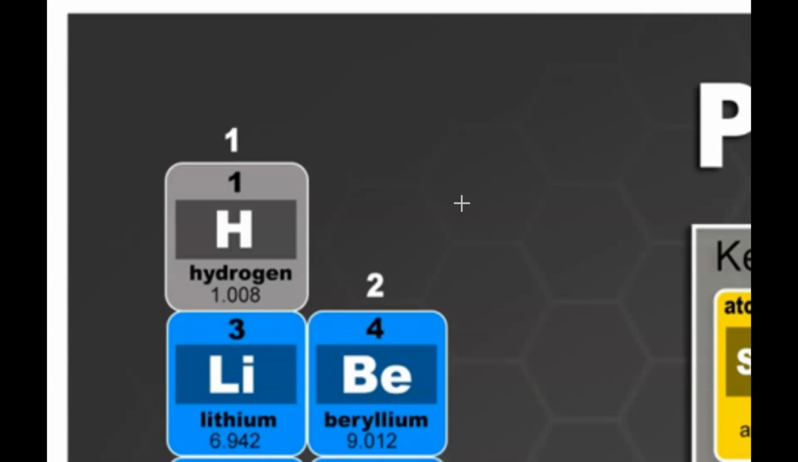So if an element has one proton, it's gonna be hydrogen, right? So if an element has 3 protons, it's gonna be lithium. If it doesn't have 3 protons, it's not lithium. For example, if it has 4 protons, it becomes beryllium, etc., etc., right? So to be a particular element, I have to have a specific number of protons.